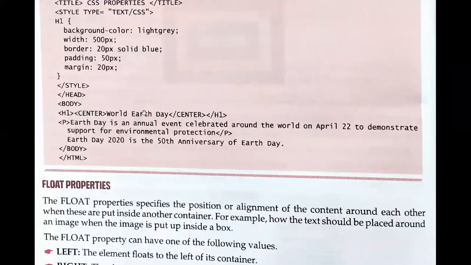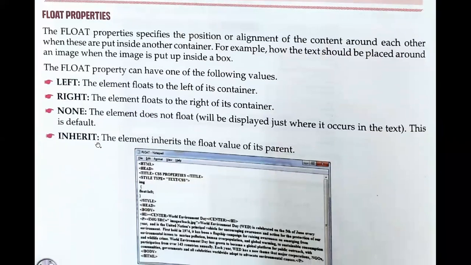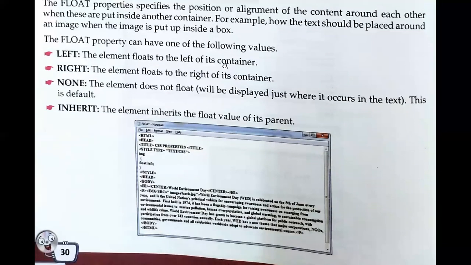So now we will discuss the last topic of this chapter, which is about the float property. The float property specifies the position or alignment of the content around each other. Alignment means will it go to the left side, will it go to the right, or to the top or to the bottom, when these are put inside another container. For example, how the text should be placed around an image when the image is put inside a box. Very interesting scenario.